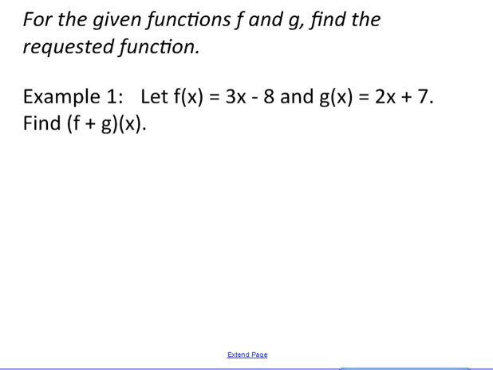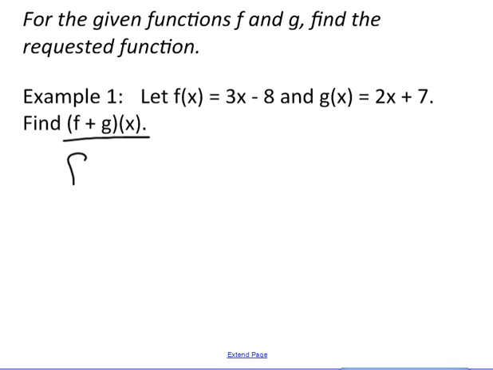Suppose I give you two functions, f of x equals 3x minus 8, and a second function, g of x equals 2x plus 7, and I ask you to find f plus g of x. Well, let's first talk about what this means. This is notation for add the two functions together. And it turns out that there's no standard notation for add two functions together.